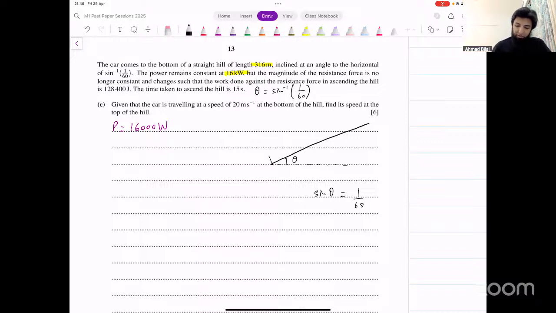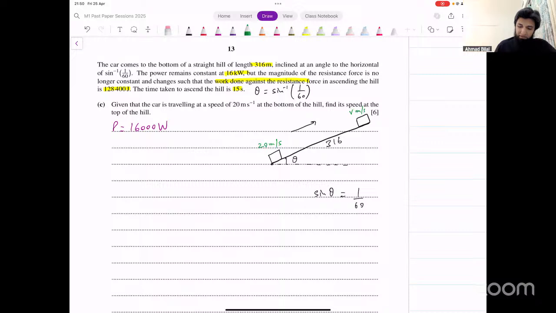Let's say the car started from here, and we want to find the speed at the top of the hill. It reaches this point eventually. The total length of this is 316. It takes 15 seconds to reach that highest point. Work done against resistance is given, that is 128,400. You've got power given. We've got the angle, sine theta is 1/60. That's all the information that we have. Given that the car is traveling at a speed of 20 meters per second at the bottom, so the speed at this point is 20 meters per second, find the speed at the top of the hill. We want to find the speed at the top of the hill.